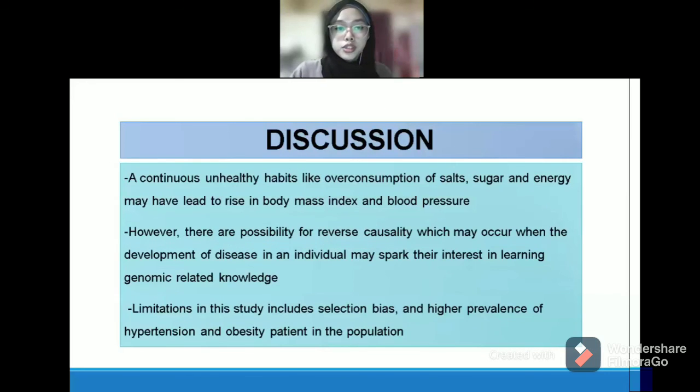Discussion. Continuous unhealthy habits like overconsumption of salt, sugar, and energy may have led to a rise in body mass index and blood pressure. However, there is a possibility of reverse causality, which may occur when the development of disease in individuals sparks their interest in learning genomic-related knowledge. Limitations of this study include selection bias and a higher prevalence of hypertension and obesity in the population.